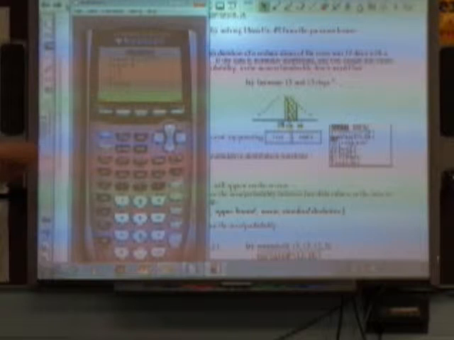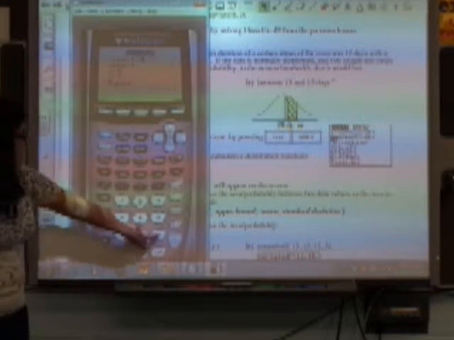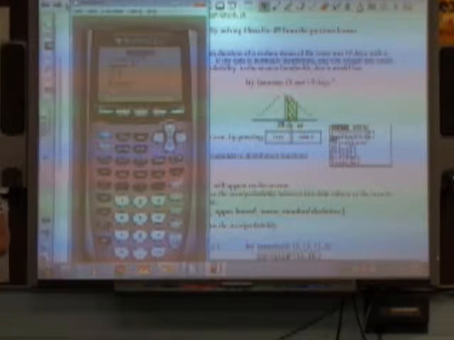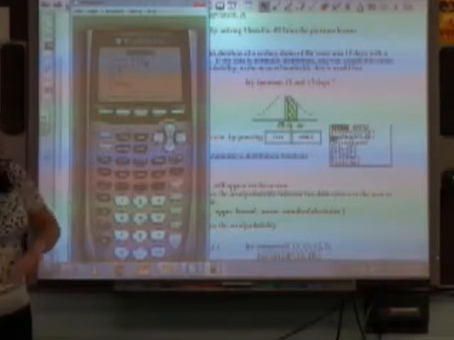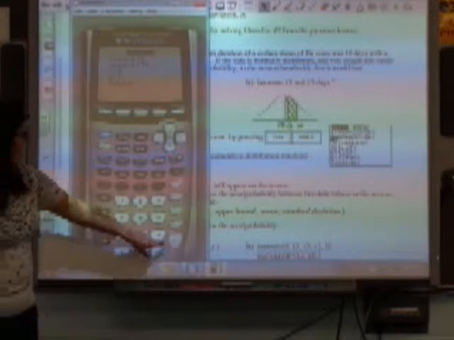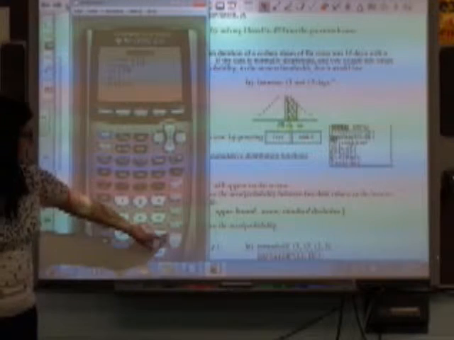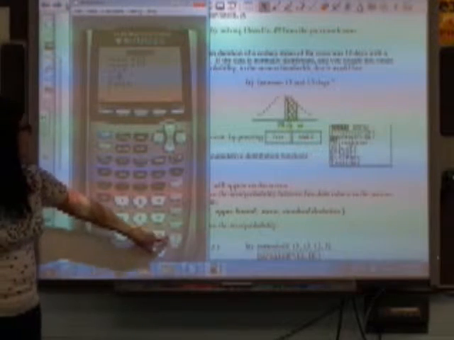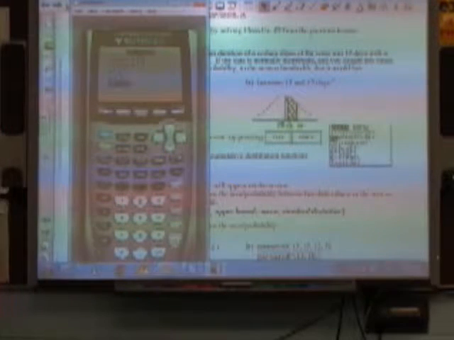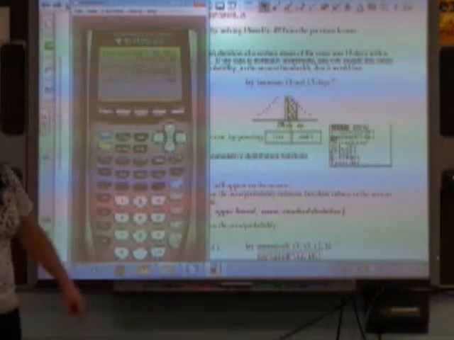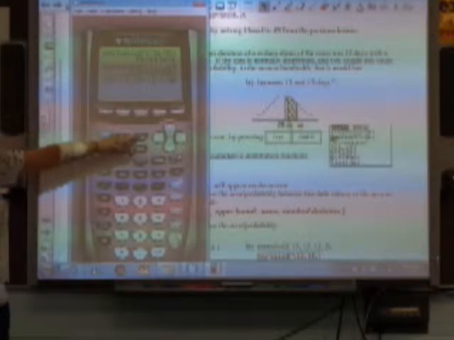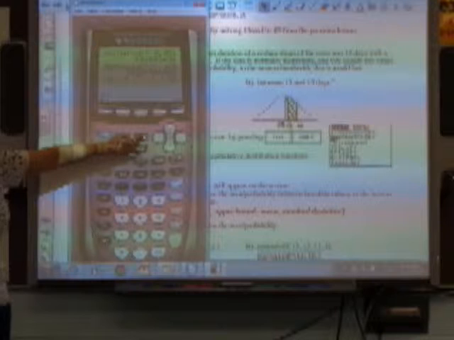So the lower bound, that's where I would put my 13 days. Oh, no. The upper boundary, that's where my 15 days would come in. And then mean, 12, standard deviation, 3. And then it says paste. Press enter on paste, and it actually pastes the whole thing in for me.